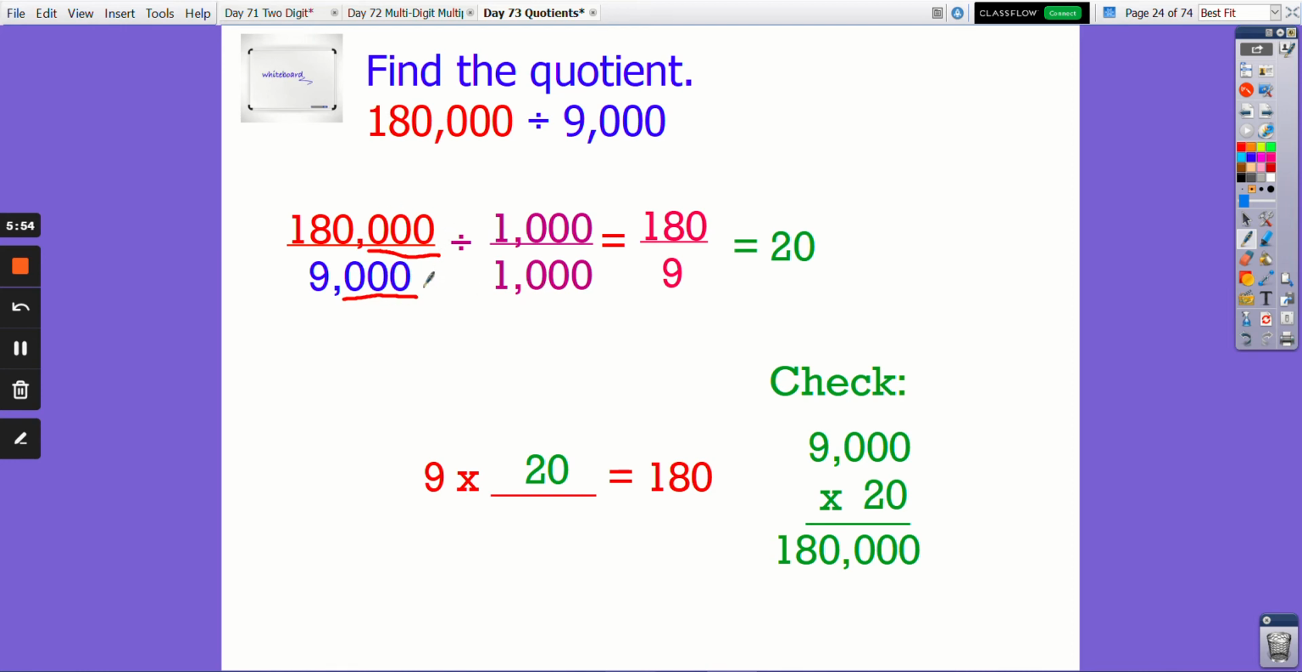Divide by 1,000, there's 3 zeros. 1, 2, 3, we end up with 9. 1, 2, 3, we end up with 180. So then when we look, 180 divided by 9, we can look at the math fact. 18 divided by 9 is 2, and we have 1 zero left. So we get 20. So when we go back and check, 9,000 times 20 is going to give you 180,000.